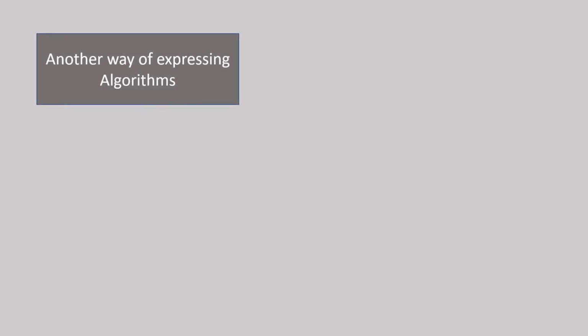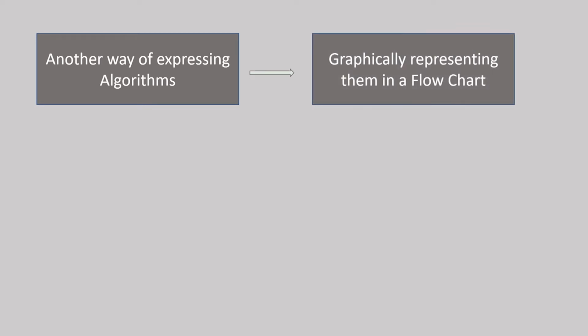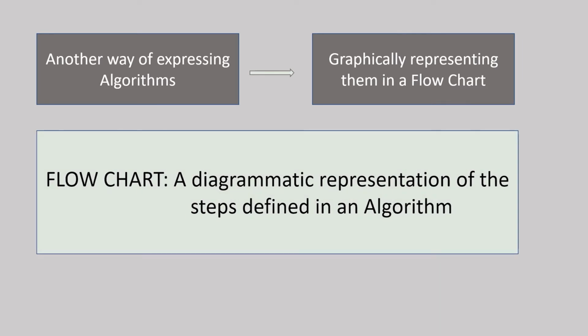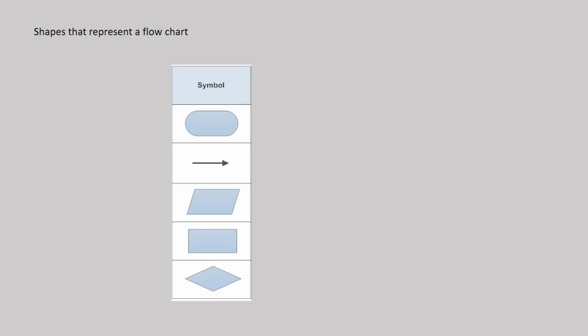Now, another way of expressing algorithms is by graphically representing them in a flowchart. A flowchart is precisely a diagrammatic representation of the steps defined in an algorithm. Flowcharts use special shapes to represent different types of actions or steps involved in the process.